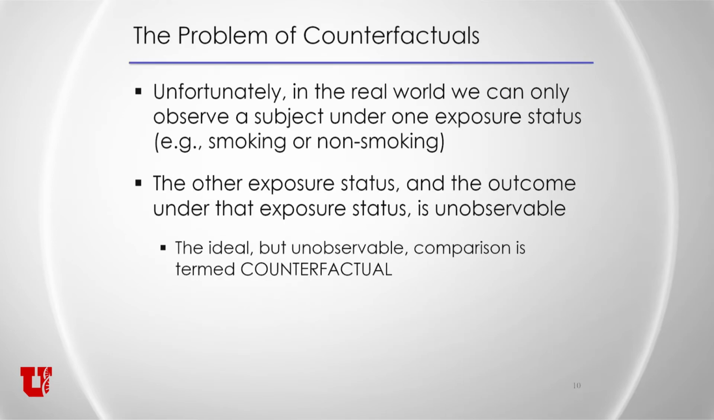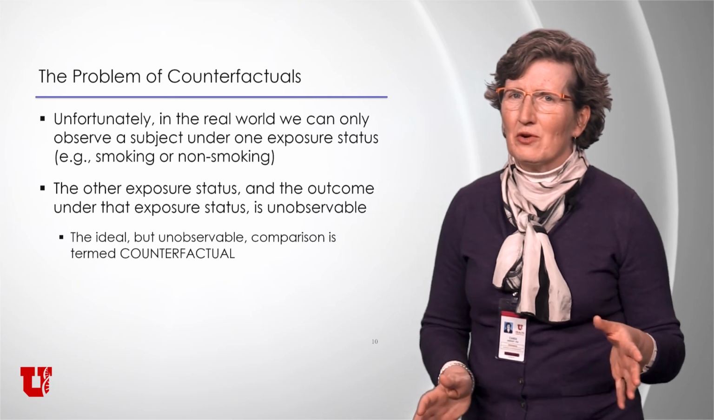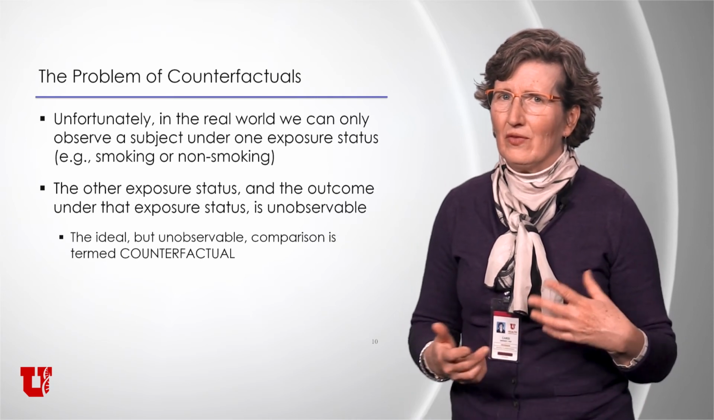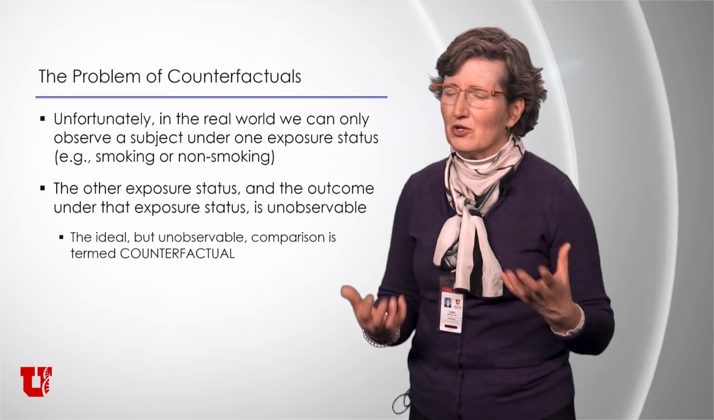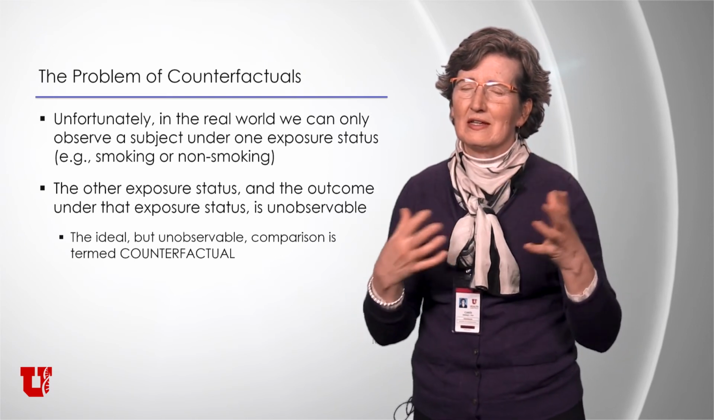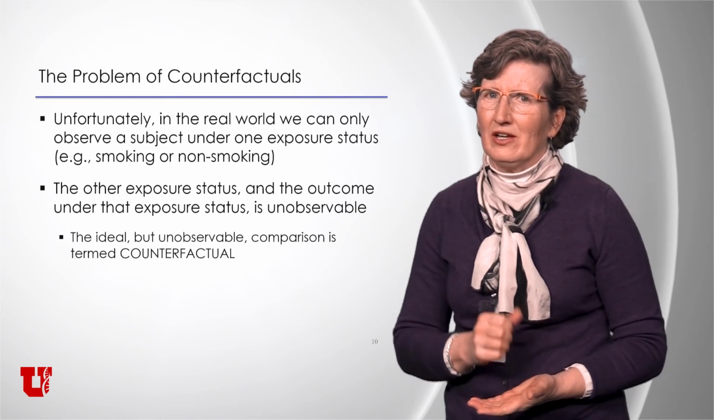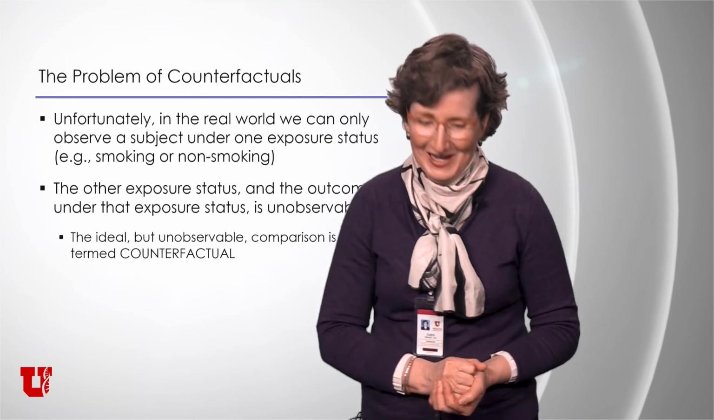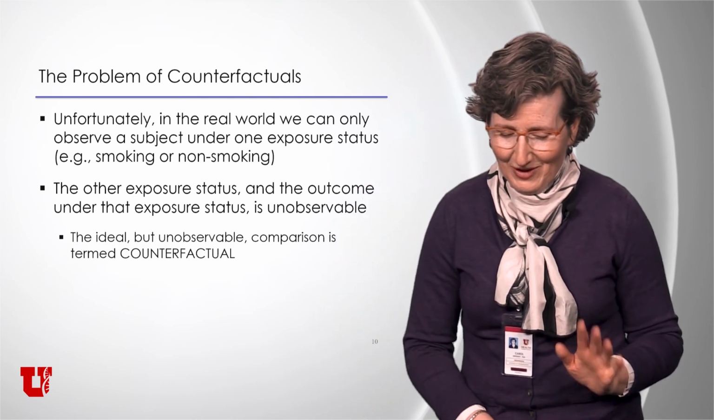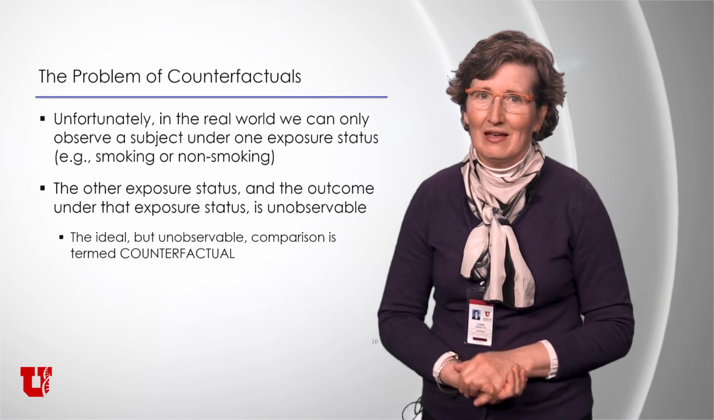Okay, so unfortunately in the real world, we can only observe a subject under one exposure status, smoking or non-smoking. The other exposure status and the outcome under that exposure status is unobservable. So the ideal but unobservable comparison is termed counterfactual. So frankly, this is as much as we are going to say about this counterfactual in this course. It's a very popular term and popular concept among people who really like to get very esoteric and abstract with their epidemiology. I like to get practical and ask, what can I teach you to help you do your studies better? So knowing more about the counterfactual is something that we don't need to pursue further, I think, in this course.